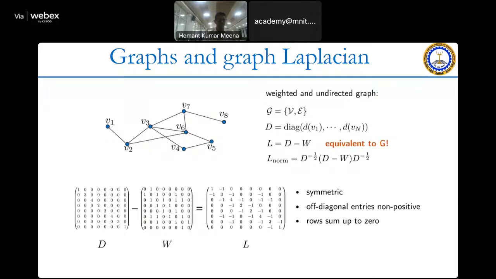So can you mention all the values here? How many nodes are there? 1, 2, 3, 8. So can you tell the fourth one? Fourth diagonal element. What will be the value? It is 2. Fifth diagonal element.